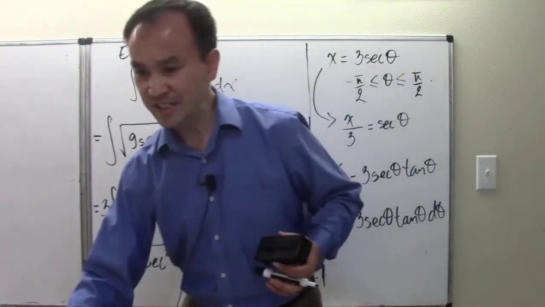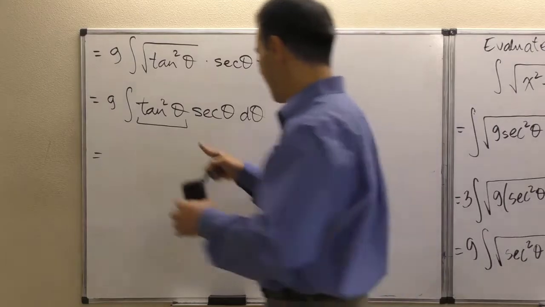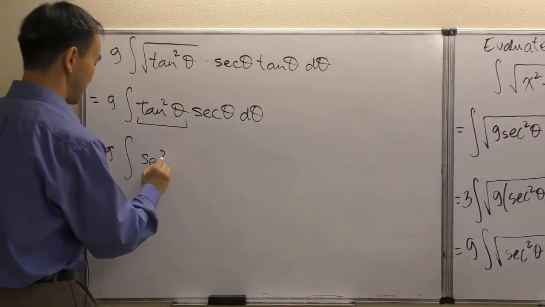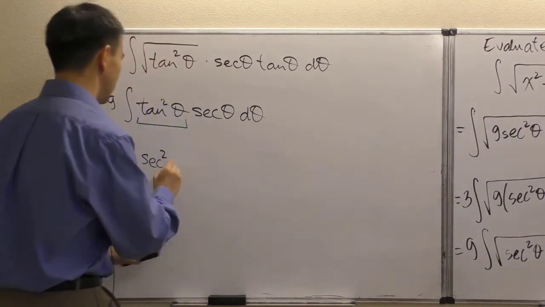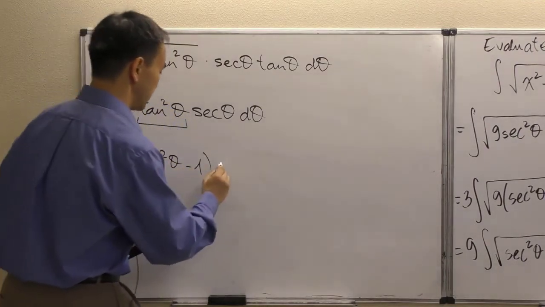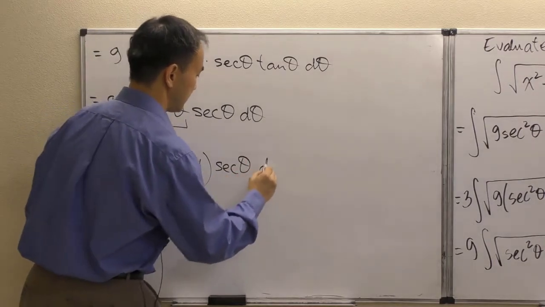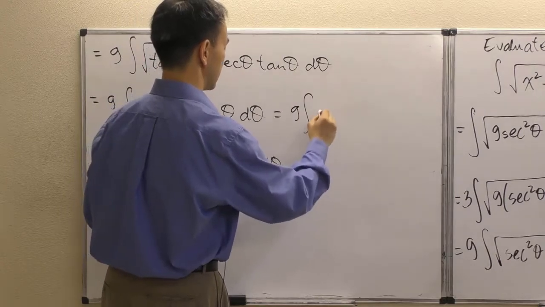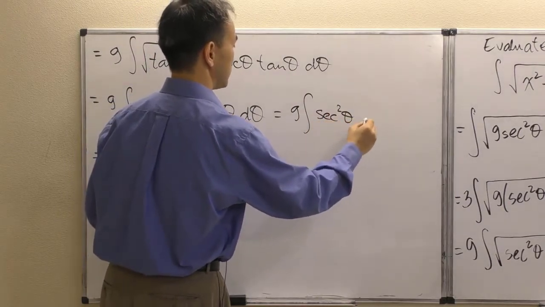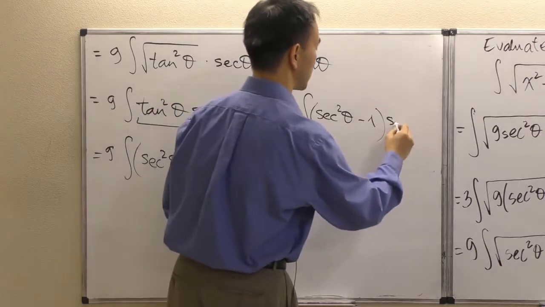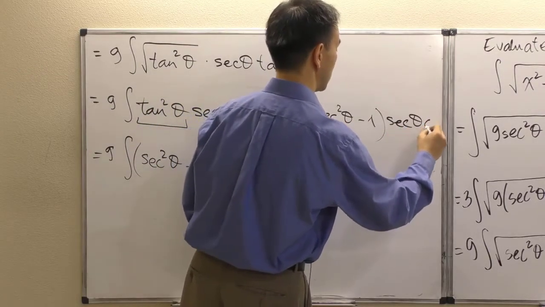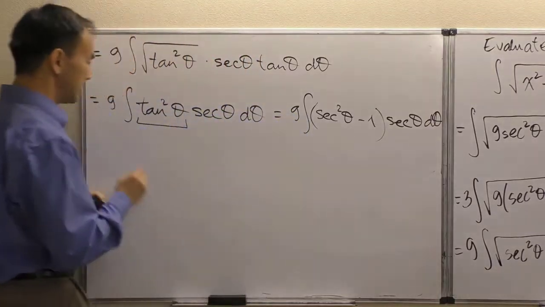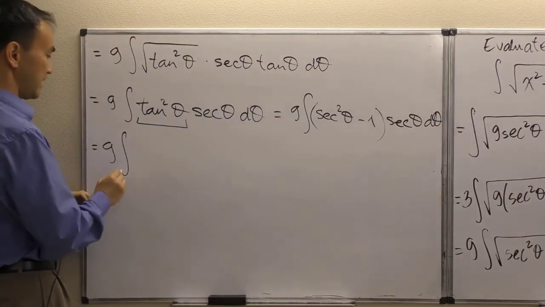And so in that way, I'm going to rewrite tangent square as secant square of theta minus 1, times an additional secant of theta. Or I should have written that here: 9 times secant square of theta minus 1 times the secant of theta with a d theta. I want to save this space for the next step.